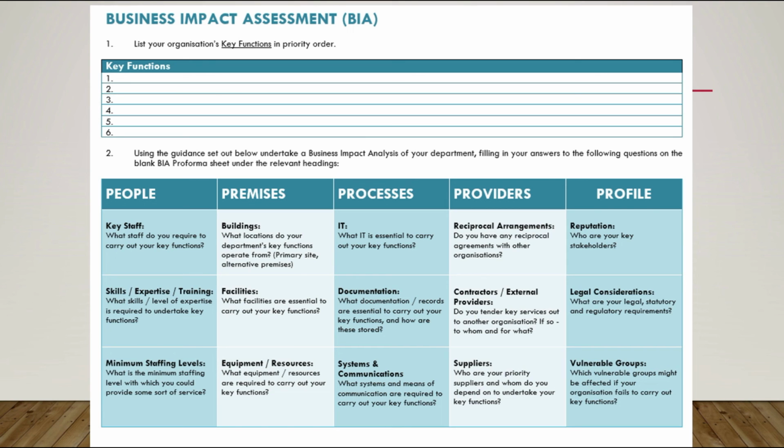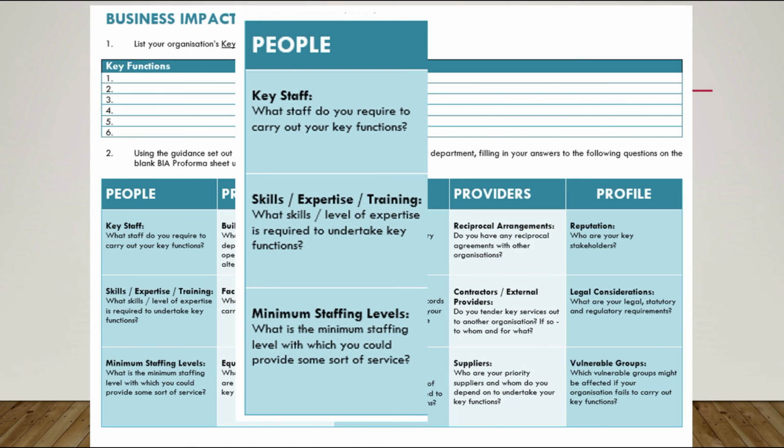Okay, under these 5 areas. First of all, people. You're going to be looking at what staff is required for key functions. List their skills, expertise, and training required. What are the minimum staffing levels required to perform a service if there is an interruption? So you're getting a picture of what the staffing is all about in your organization, in your department.